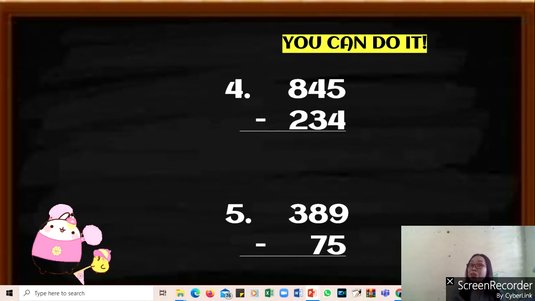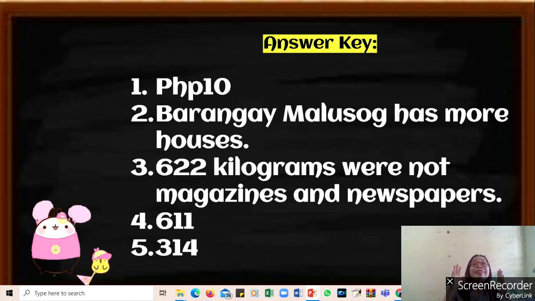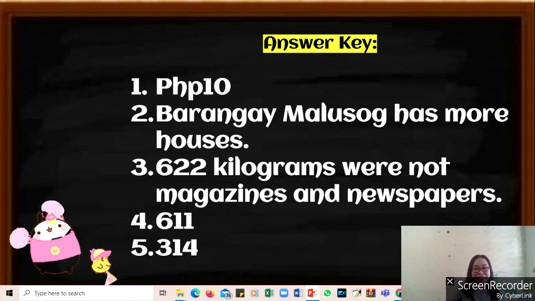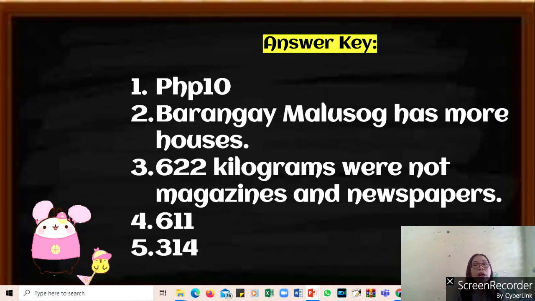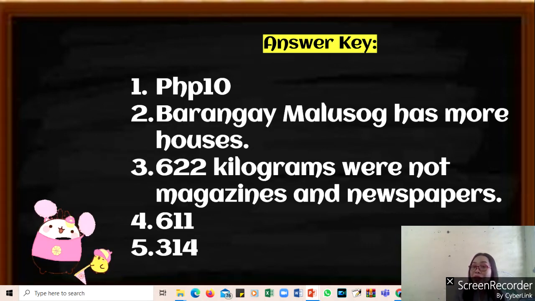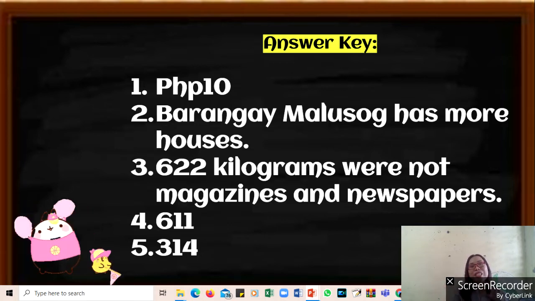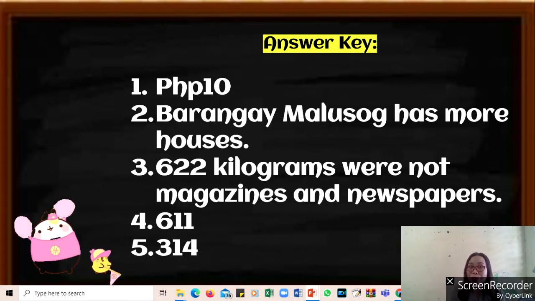Now, let's find out grade 1, the correct answers. Number 1, the answer is 10 pesos. So you can use PHP or the peso sign. That symbolizes money as well. Number 2, Barangay Malusog has more houses. So, paano natin nalaman na mas marami ang bahay kay Barangay Malusog? Kasi minus natin si 97 kay 63. So, you can see there in the problem itself, even though you will not solve it automatically because 97 is bigger or greater than 63. Therefore, Barangay Malusog has more houses.